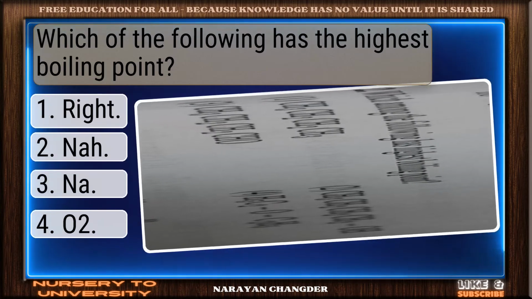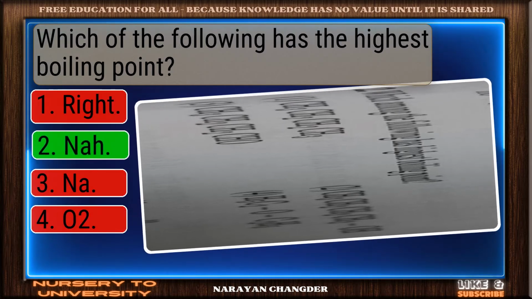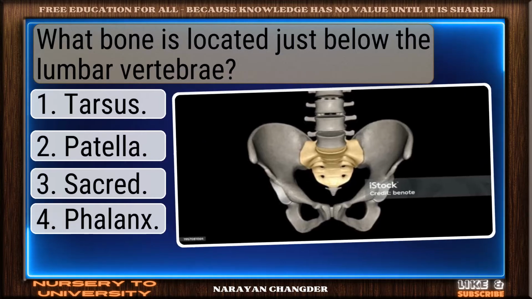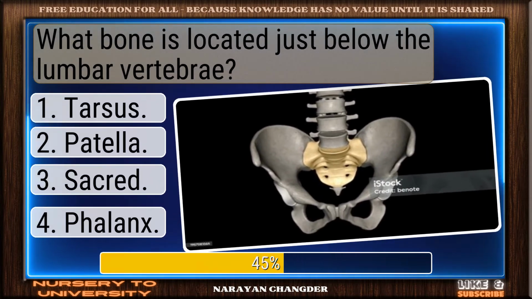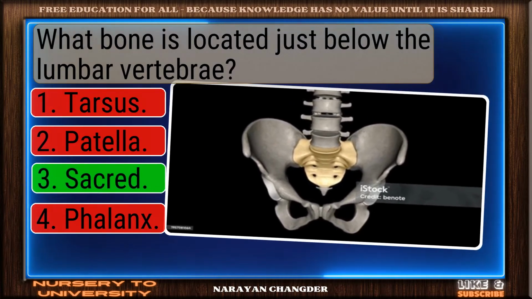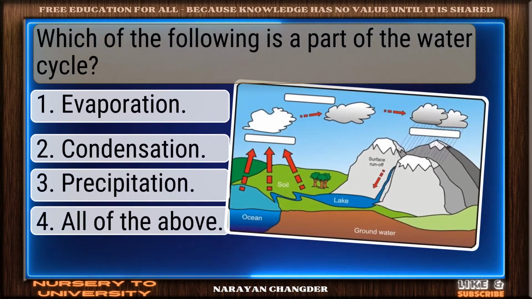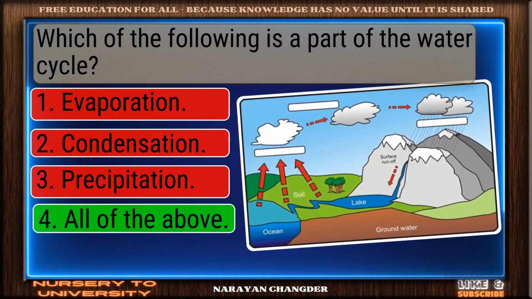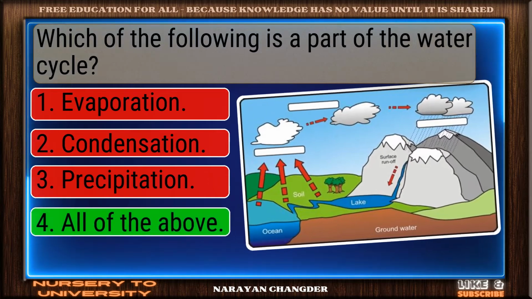Which of the following has the highest boiling point? Clear logic. Your choice now is sound and 100% true. What bone is located just below the lumbar vertebrae? Solid response. Sacrum is a valid choice. Which of the following is a part of the water cycle? Nice selection. All of the above is the correct and valid answer.